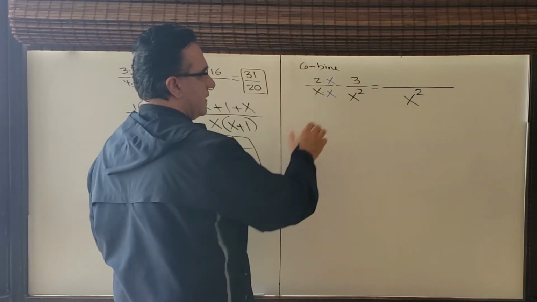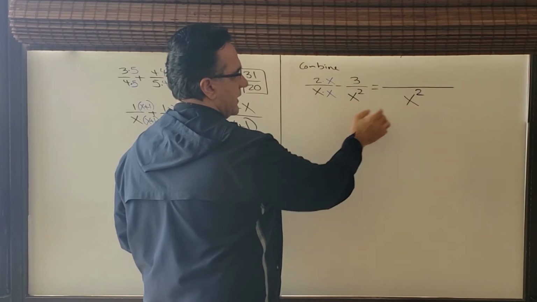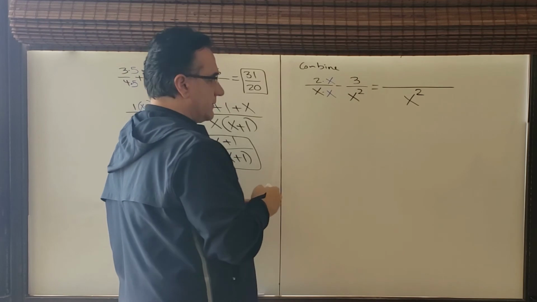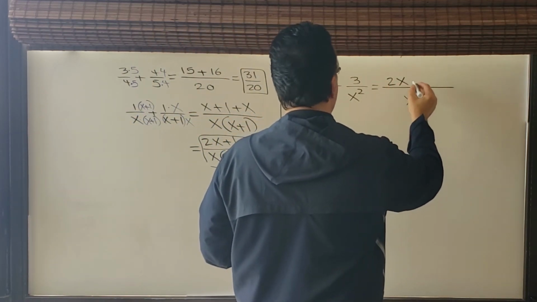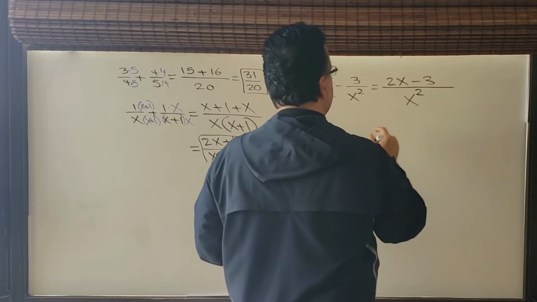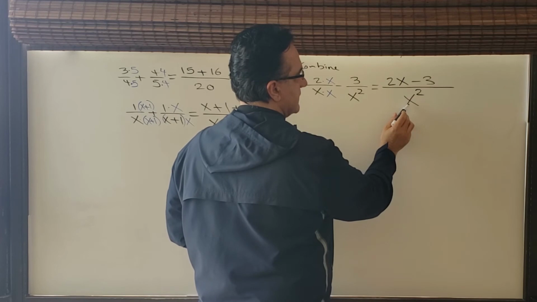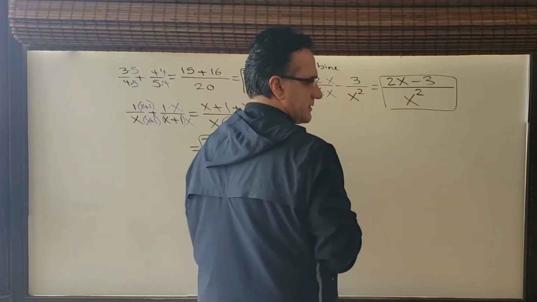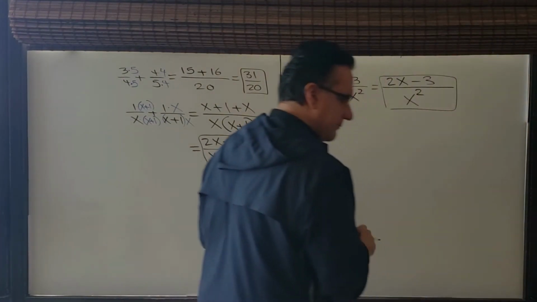All right, so now both denominators, notice, they're both what? They're both x squared. So that means now we can just what? Combine the numerators. So we get 2x minus 3, and no legal cancellation available, so we are finished. All right, so let's go ahead and take a look at one other example.